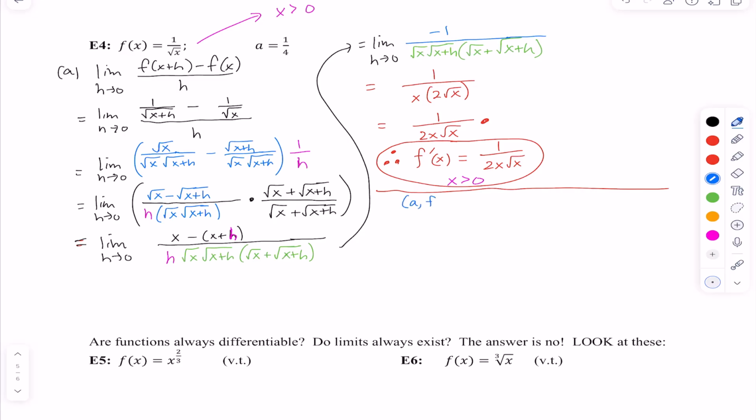So what is (a, f of a)? (a, f of a) is simply (1/4, 2). And can we get the slope? Well, yeah, the slope of the tangent line is really the derivative evaluated at 1/4. So what is the slope of the tangent line evaluated at 1/4? We get 4.